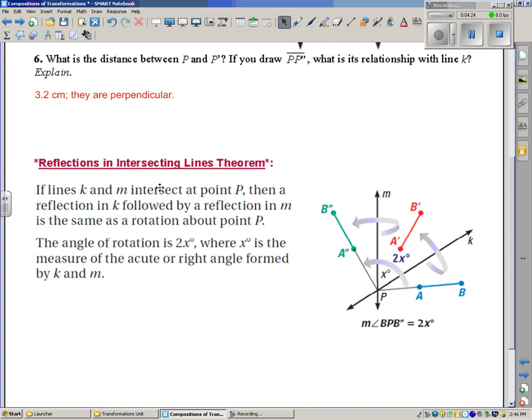Now, the reflections about intersecting lines theorem. If we have lines K and M and they intersect at point P here, then a reflection in K followed by a reflection in M is the same as a rotation about point P. So the angle of rotation is 2x, where x is the measure of the acute angle or right angle formed by K and M. Here's my K, here's my M, and so that's x degrees. So the reflection of the segment AB about K and then followed by reflection about M ends up being twice this angle. My original angle x is now 2x.